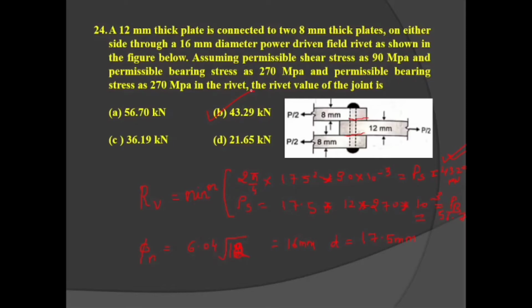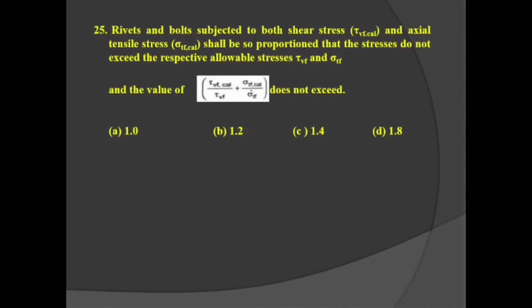Okay. Now let's move towards question number 25. Rivets and bolts are subjected to both shear stress and axial tensile stress, proportioned so that stresses do not exceed the respective allowable stresses tau VF and sigma TF. So tau VF calculated divided by tau VF, plus sigma TF calculated divided by sigma TF. Obviously, my dear students, no limit or ultimate word is used, so this follows the working stress method, and this shall be less than or equal to 1.40. So our C option is correct, 1.40.